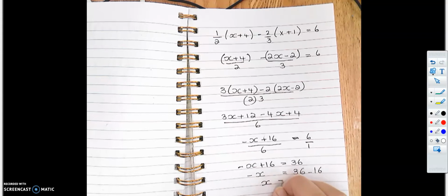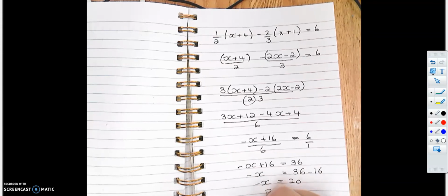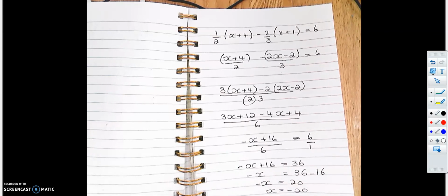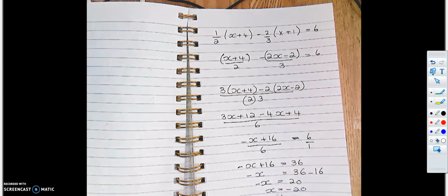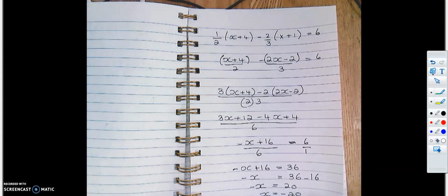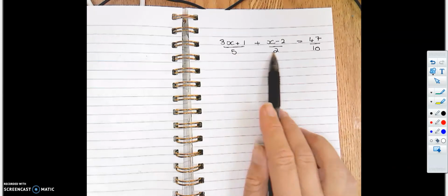So minus x is equal to 20. So x is equal to minus 20. Just remember at the end step to make it positive x as your answer. Don't leave it as minus x, or you throw away a few marks. Okay. Final one we do is this one.